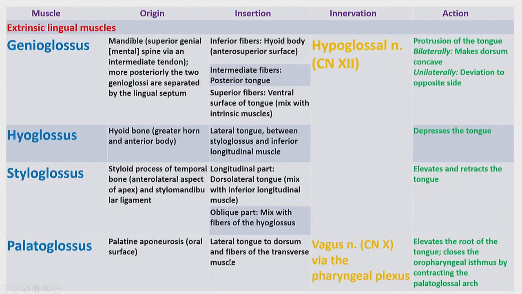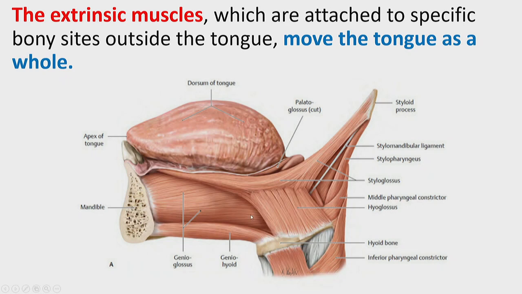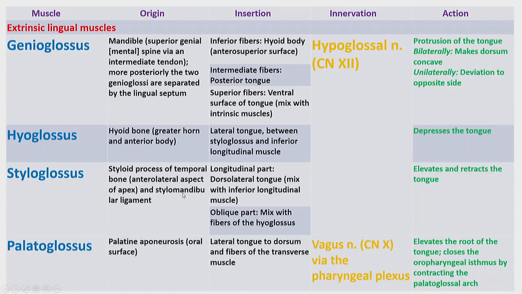So this is the table prepared for you for all the extrinsic lingual muscles, or the muscles of the tongue: origin, insertion, innervation, action. The genioglossus, as you see here, is the most bulky muscle of the tongue, and as we said, it originates from the superior genial or superior mental spine. The function is very important: protrusion of the tongue. It means pulling the tongue outside.